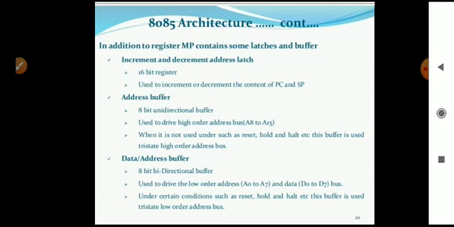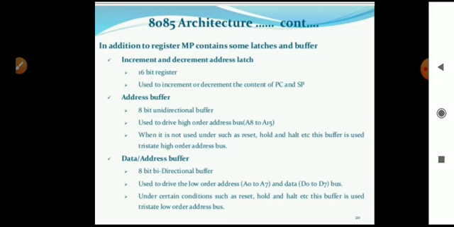But here these are multiplexed. So to separate them, we require the latch. The increment decrement address latch is a 16-bit register and it is used to increment or decrement the contents of PC and SP. Basically, it will increase the address of your SP as well as the program counter. This increment decrement latch is used for that.